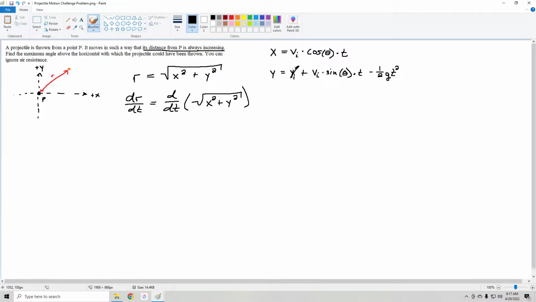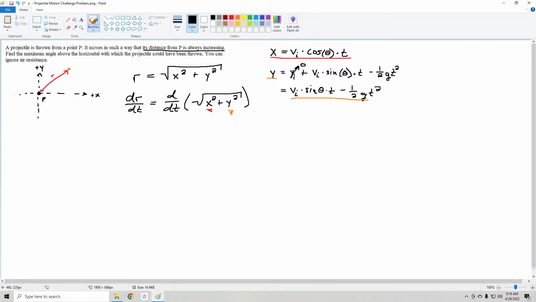So honestly, we could just ignore this piece altogether and just say that y is equal to initial velocity times sine theta times t minus 1/2 gt squared. And these expressions for x and y, that's what we're plugging in underneath here so we can apply the time derivative.